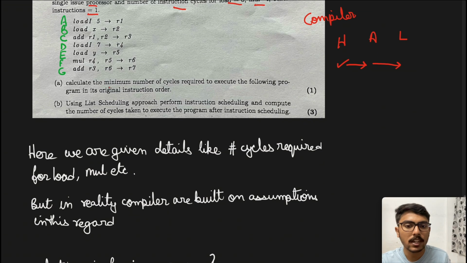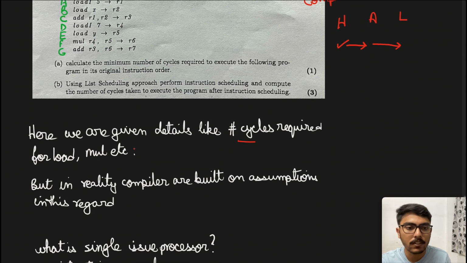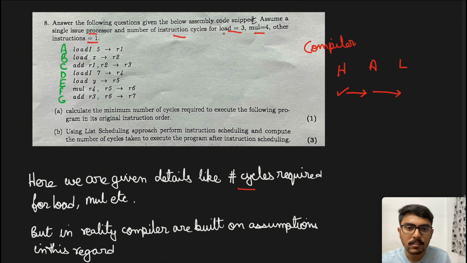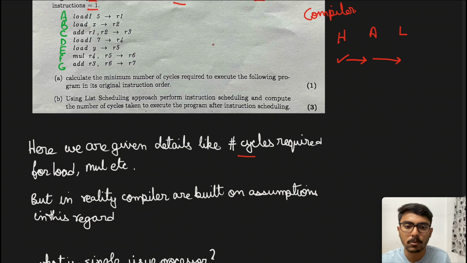First, we are given the number of cycles required for load and multiply instructions. For those who don't know, a load instruction is what we execute when we are trying to fetch a memory location, and the value stored in that memory location is transferred into a register in a computer system. That is the load instruction, and the multiply instruction, I think you know that.